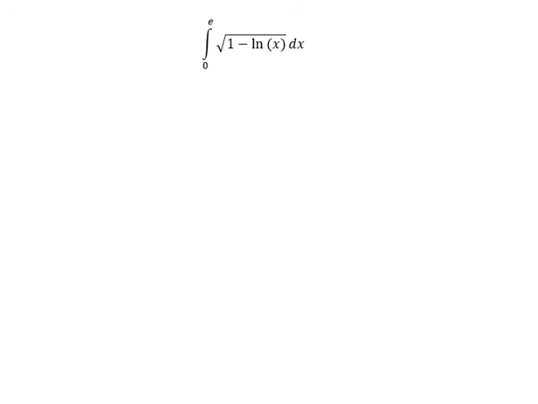The topic today is about the integral. We have the integral from 0 to e of the square root of 1 minus ln s ds. Now I will show you the technique for how to answer the question. We need to use integration by substitution.